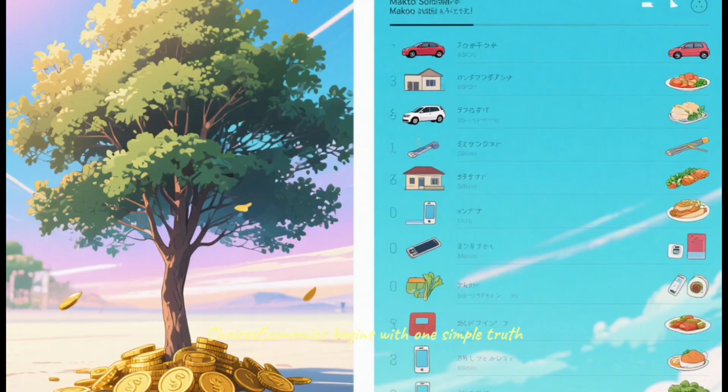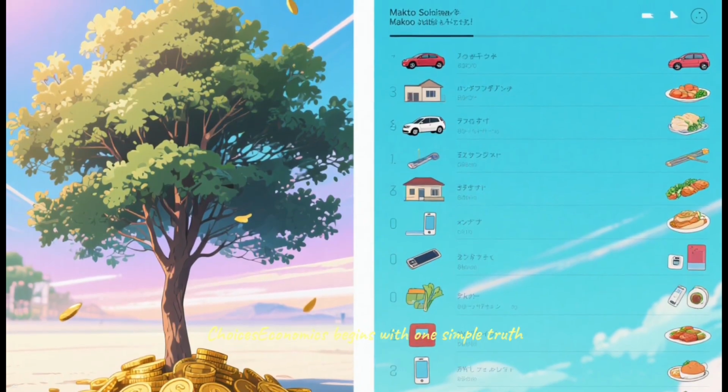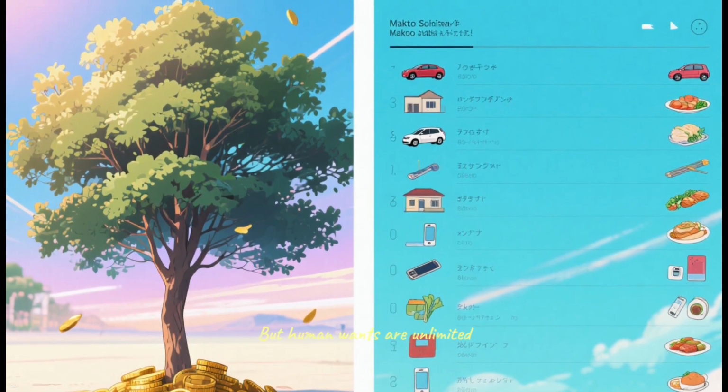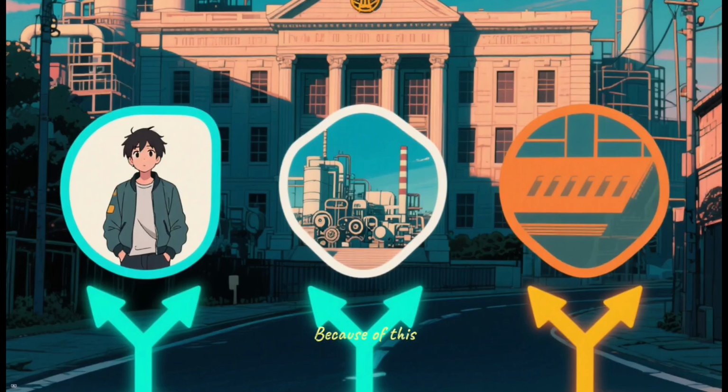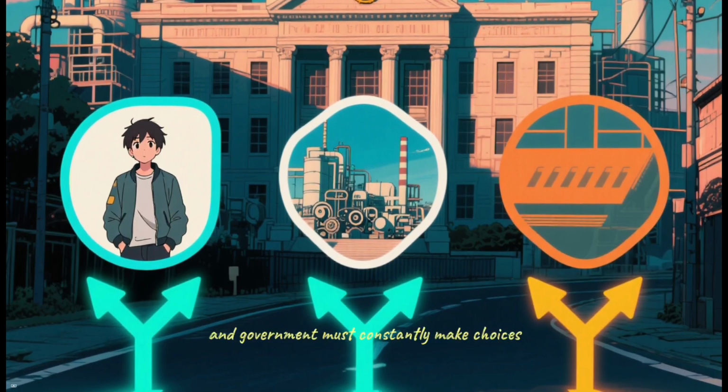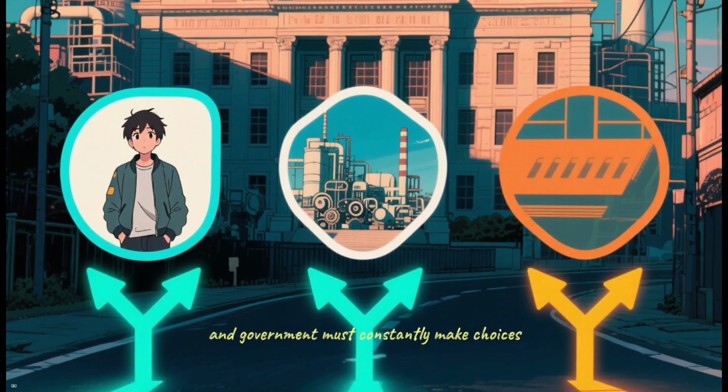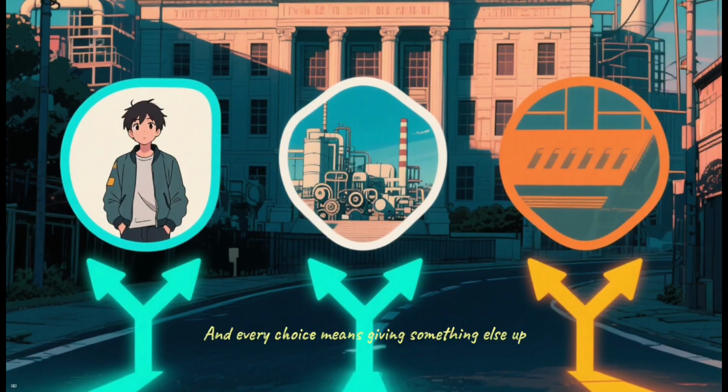Let's begin. Economics begins with one simple truth: resources are limited, but human wants are unlimited. Because of this, every person, business, and government must constantly make choices. And every choice means giving something else up.